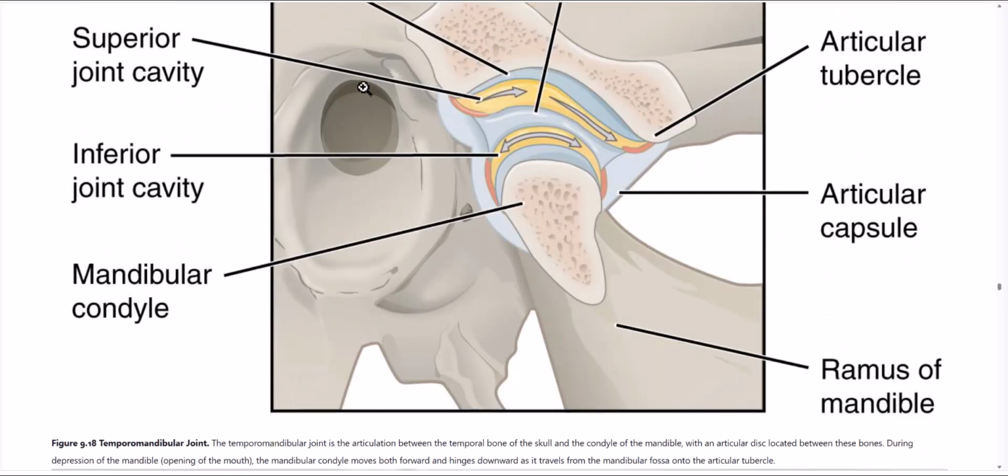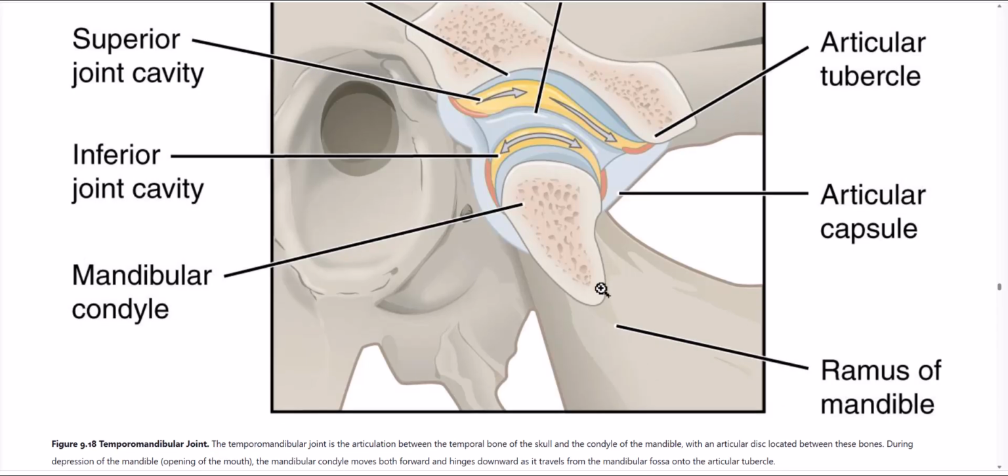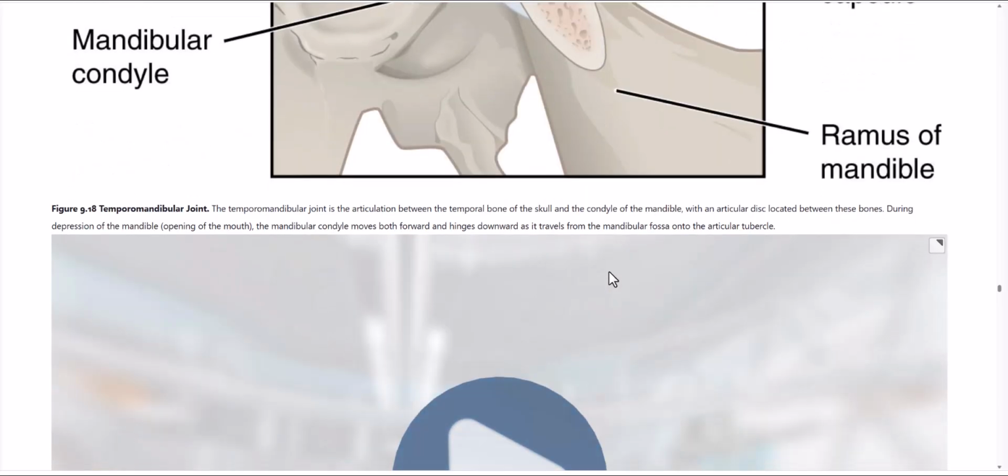Again, there's that external auditory meatus here. So just know what bones are involved, the temporal bone meeting up with the mandible.